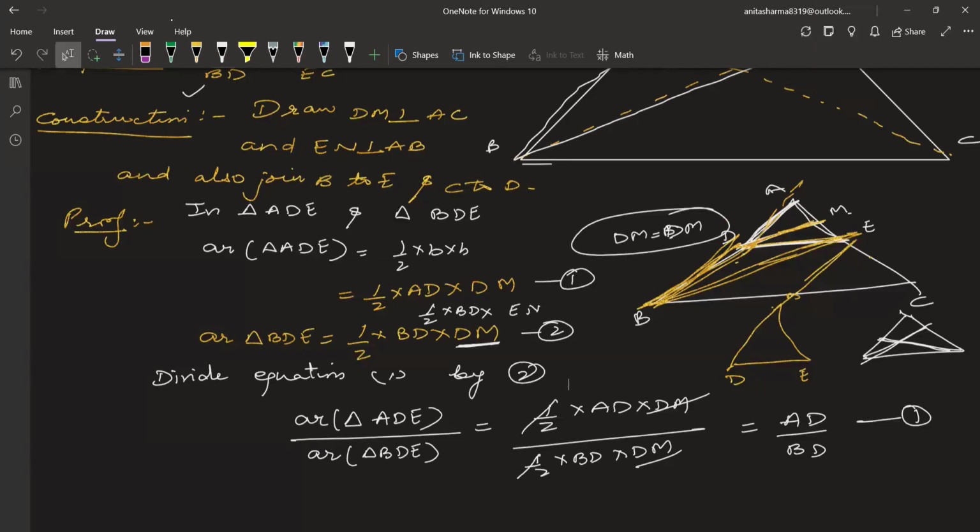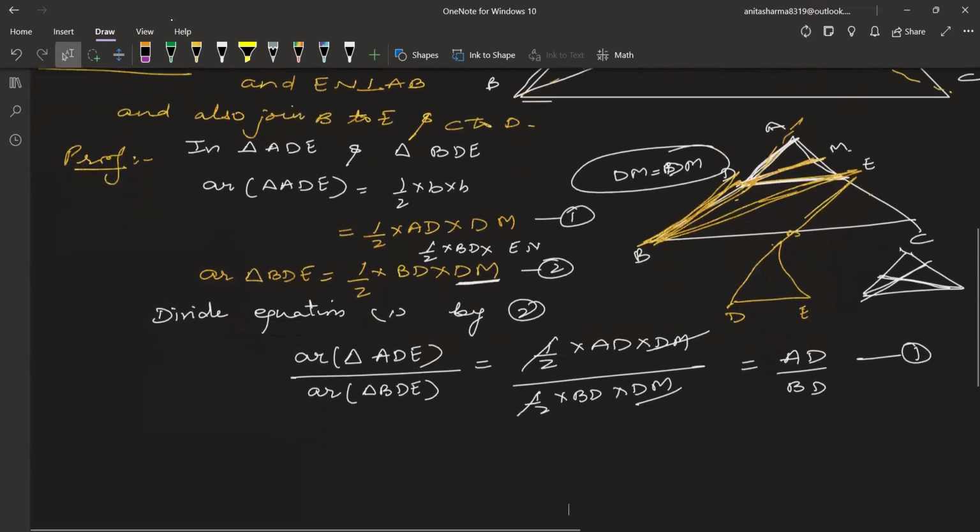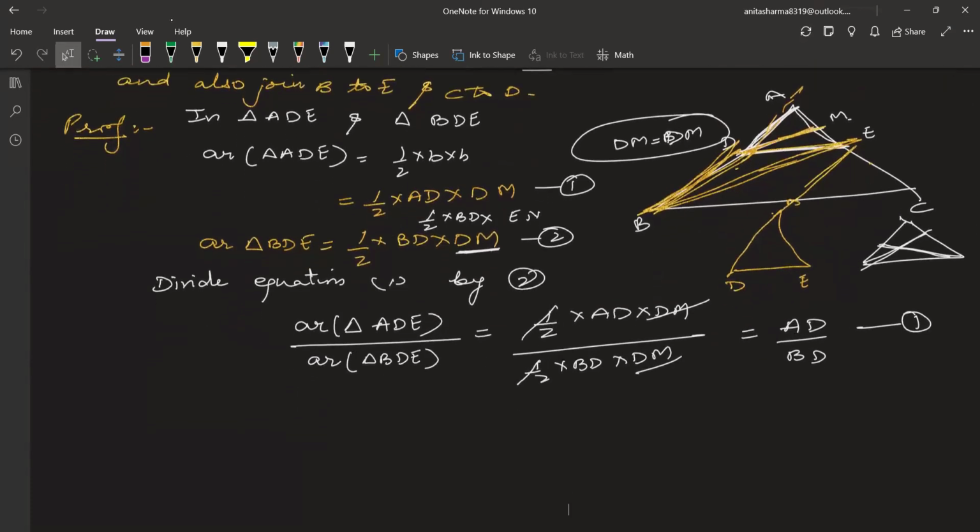So have you understood, children, till here? In the same way we will do with the other perpendiculars. Please note this. Do it fast.